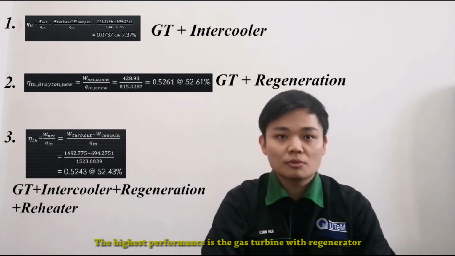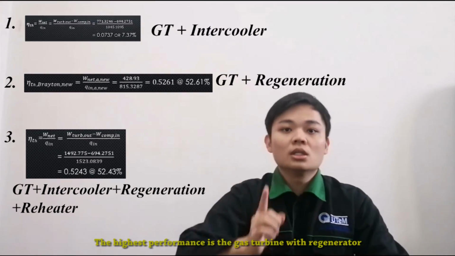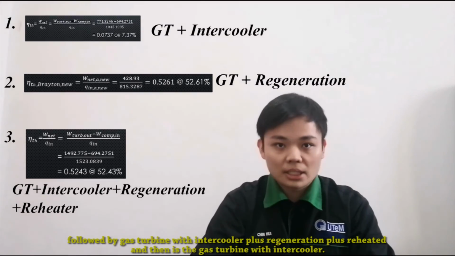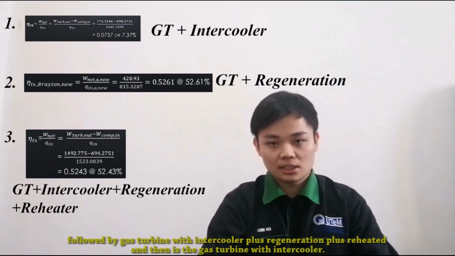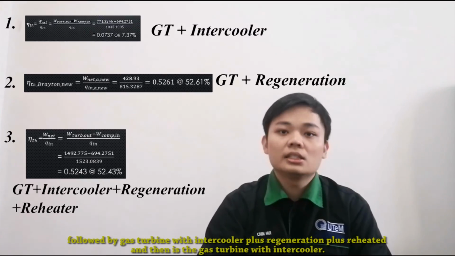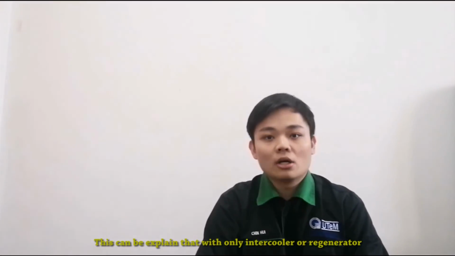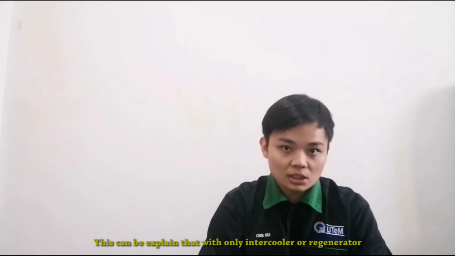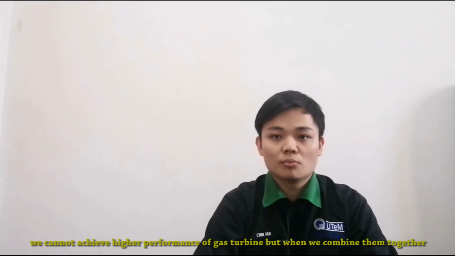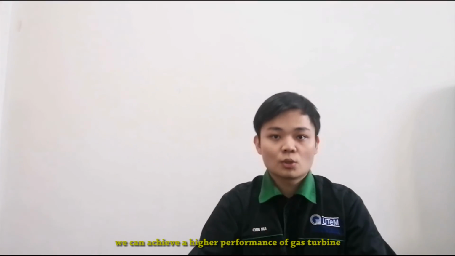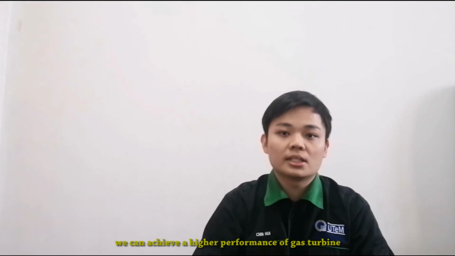So the highest performance is the gas turbine with regenerator, followed by gas turbine with intercooler plus regeneration plus reheater, and then the gas turbine with intercooler. This can be explained in that with only intercooler or regenerator, we cannot achieve higher performance of gas turbine. But when we combine them together, we can achieve a higher performance of gas turbine.